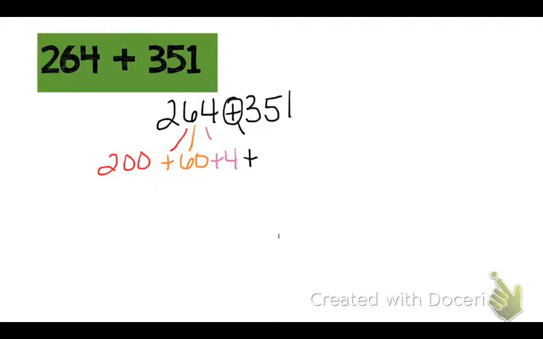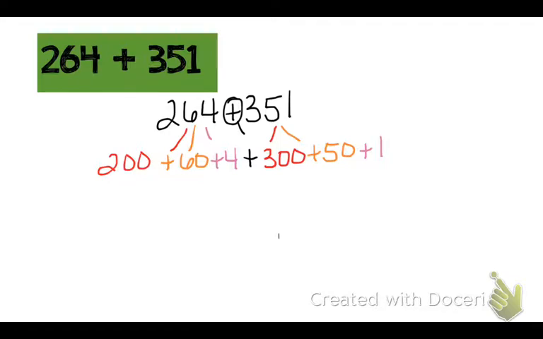And now I'm going to break down 351. So 300 plus 50 plus 1. So there are a lot of numbers there, but they look a lot nicer to add than 264 plus 351.